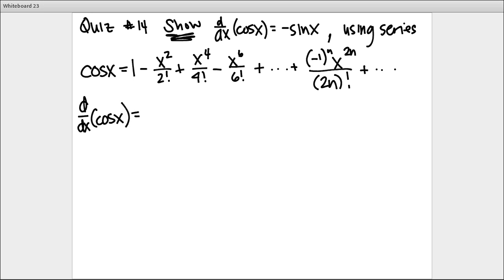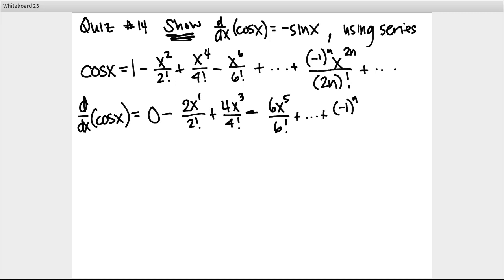All right, so let's take the derivative of it. Derivative of cosine would be, show this work, right? This is the part where you don't just jump to negative sine's power series, because if you do, it would be cheating. Okay, so derivative of 1 is 0. Then you have a pop and drop, 2x to the power of 1 over 2 factorial. Then you would have 4x cubed over 4 factorial. And then minus 6x to the 5th over 6 factorial.